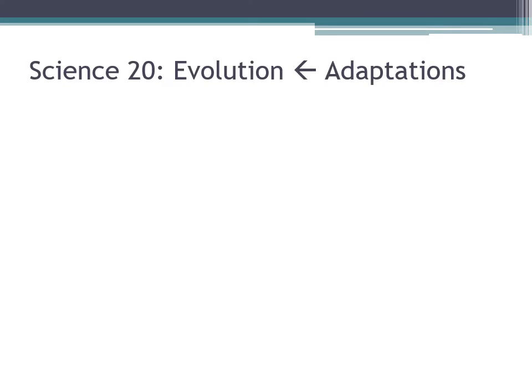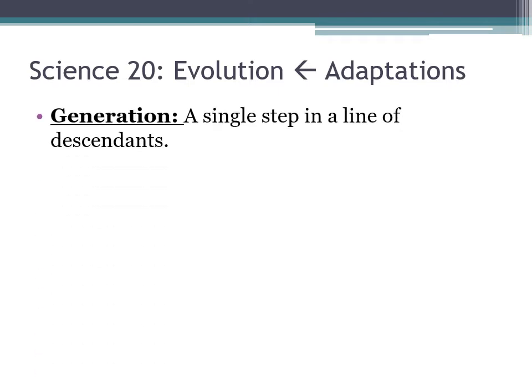All right, so now we're going to jump into evolution and adaptations and how things keep going and change in the environment as well. Another term we're going to come across is a generation. Whether we're thinking in the human population or in plant populations, a generation is a single step in a line of descendants.